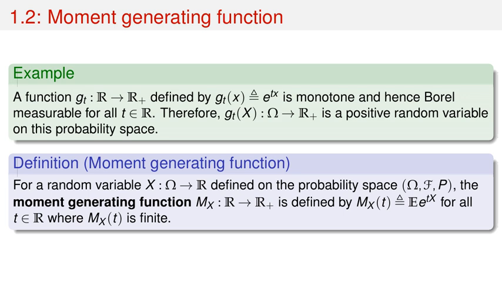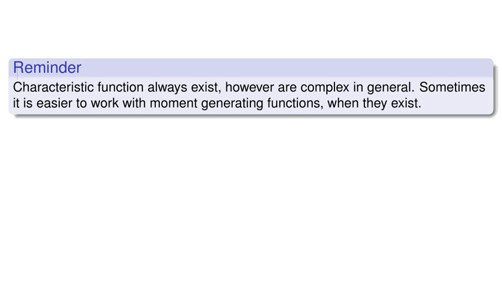It's important to remember that while the characteristic function always exists, though it might be complex, the moment generating function might not exist or be finite for all t. However, when the MGF does exist, it can sometimes be simpler to work with, especially since it's real valued.